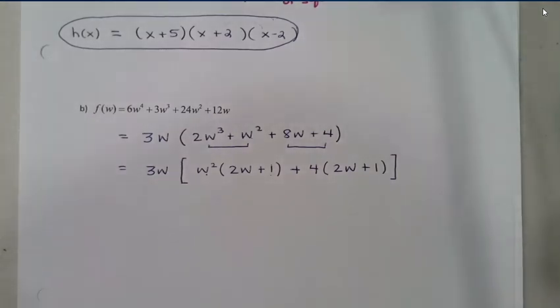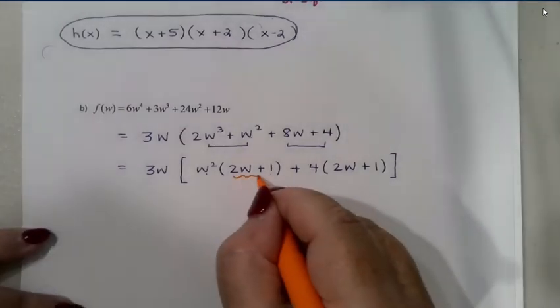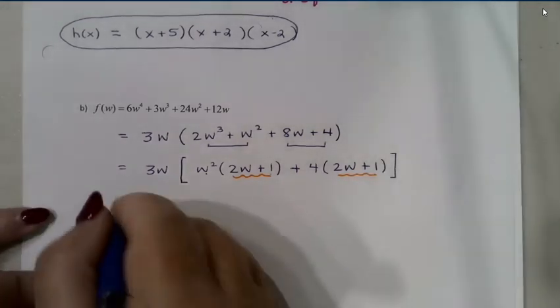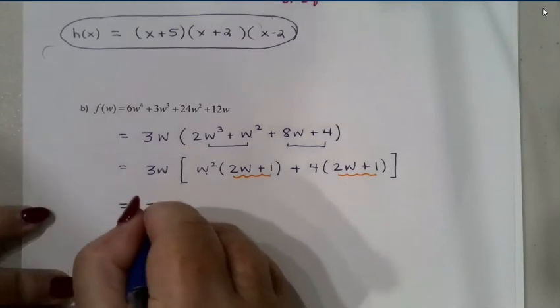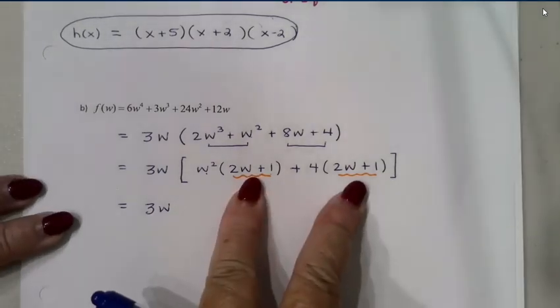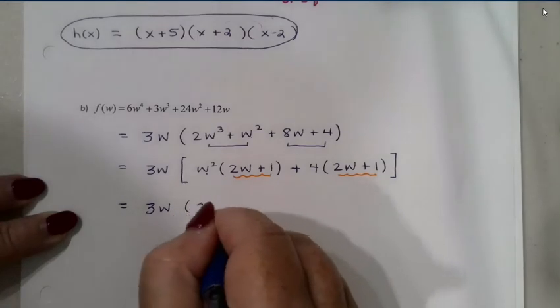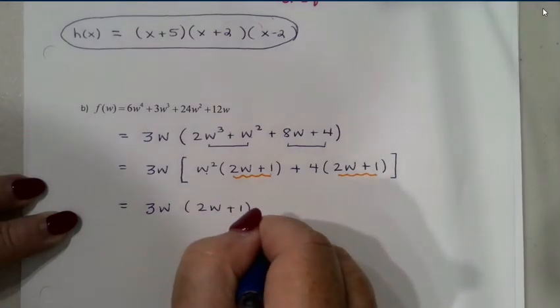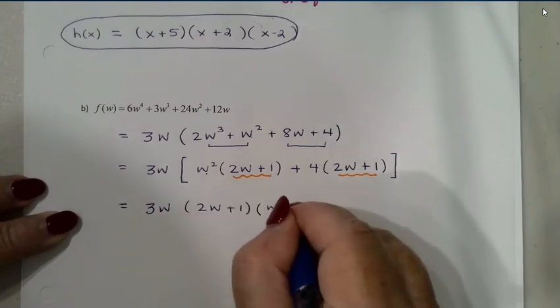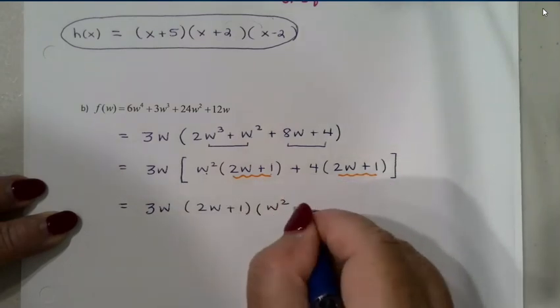Double checking to make sure the grouping actually worked. And it did, right? Those match. So going to the next step, I keep that 3w, bring it along, otherwise you're going to forget it at the end. And then I can now factor out the common binomial, 2w plus 1, which leaves me the w squared from here and the plus 4 from there.